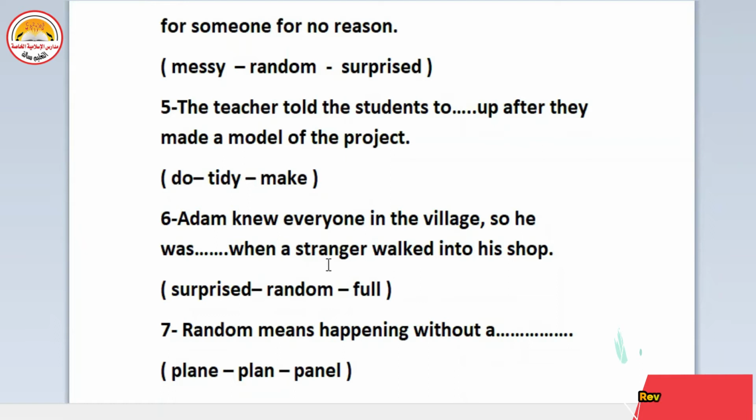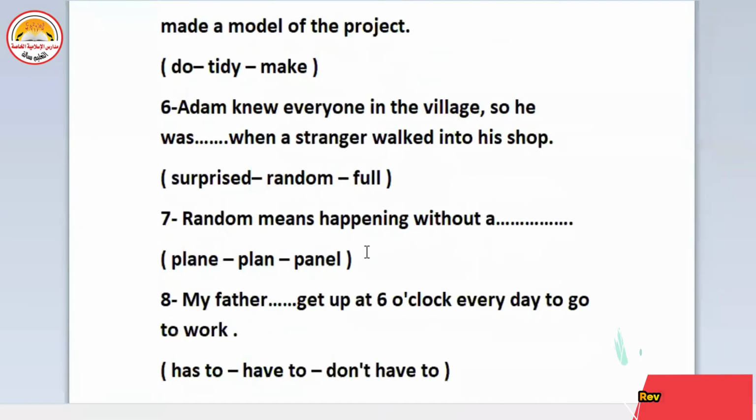Okay. Number seven. Muhammad Abdain. Random means happening without space. Choose here from plain, plan, panel. Plan, okay? Do you mean plan? Yeah, okay. So here, random means happening without a plan. Very good. Thank you, Muhammad.